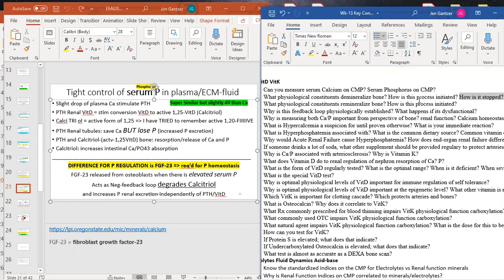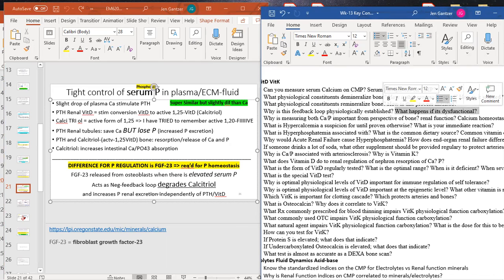Okay, so that's how it is stopped, that's how it is initiated, and those are the hormonal regulatory actions that you need to know. So the feedback loop is physiologically established, and what happens if it's dysfunctional? Why is this feedback physiologically established? It is because we are tightly regulating calcium. The signal is a drop in calcium to activate it and a rise in calcium to deactivate it. However, there's a secondary mechanism, as we just said, that as phosphorus rises, we also have the FGF.